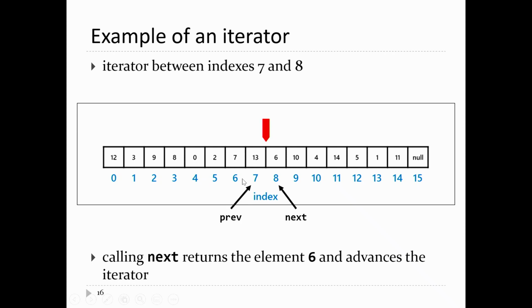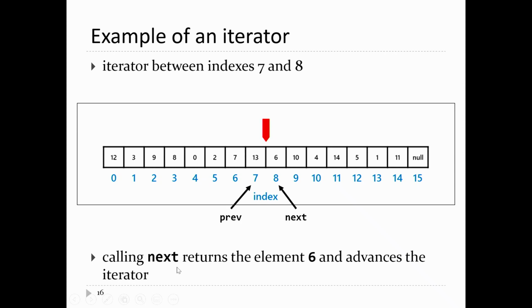The index 7 we're going to call previous. The index 8 we're going to call next. So if we call next on this iterator, we're going to return the element at index next. The element that was most recently returned by next was the element at index previous. So we know what the most recently returned element was, that's 13. We know what the next element's going to be, that's 6.